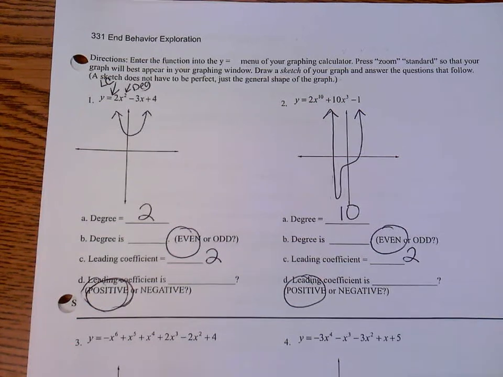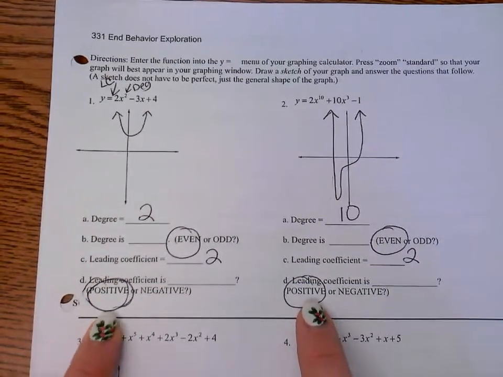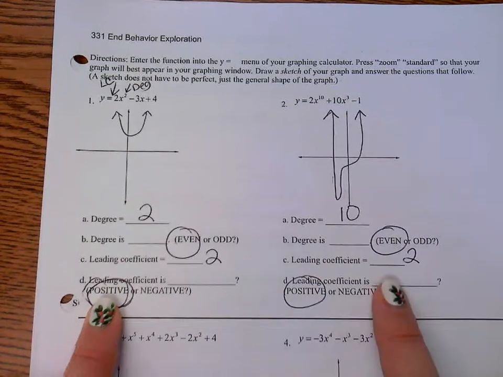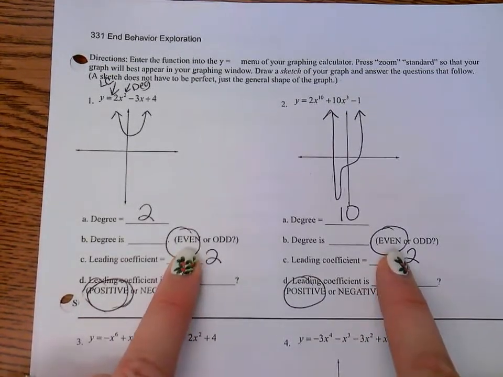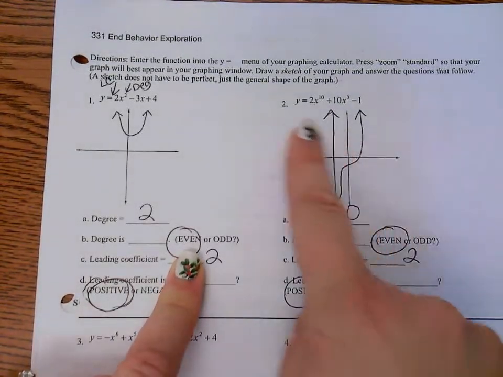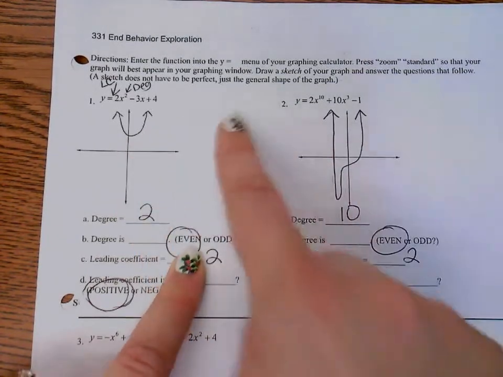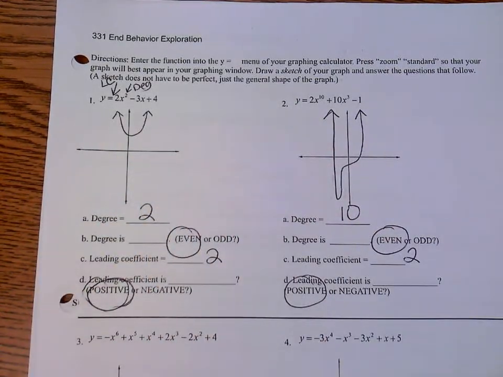So can you tell me something that you notice about both of these graphs? Something they have in common. They both have positive degree or positive leading coefficient, and they both have even degree. Tell me something about how you think that is impacting the shape of these graphs. They're facing upwards and they're both pointing in the same direction, right?